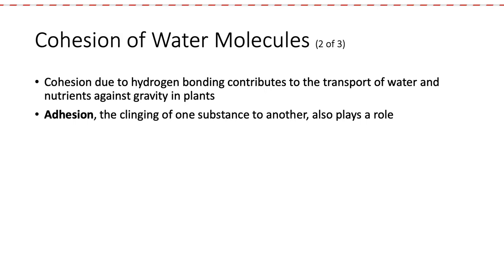Cohesion, due to hydrogen bonding, does this other thing though. It causes water to be transported very easily against gravity. What that means is that water can flow up a narrow tube like in plants. And that's called adhesion. Cohesion was when hydrogen bonding between water molecules caused them to stick together. Adhesion is when water clings to another surface, like that of a plant.